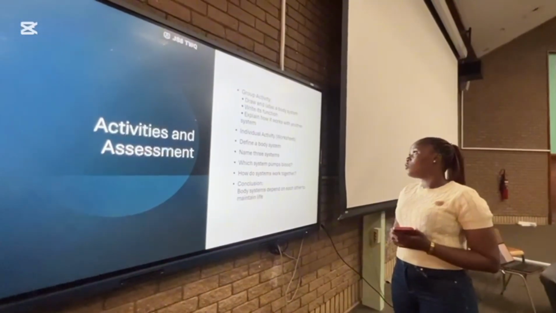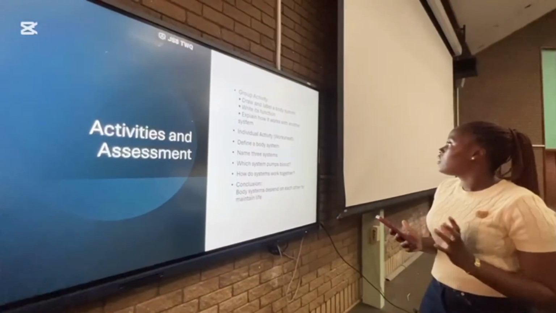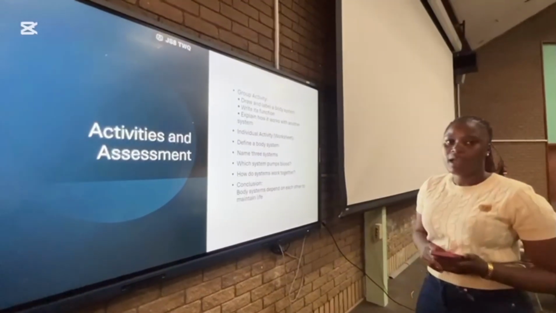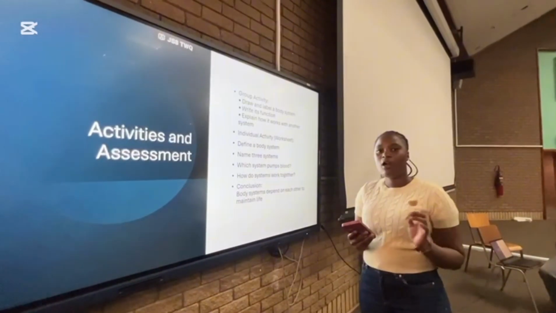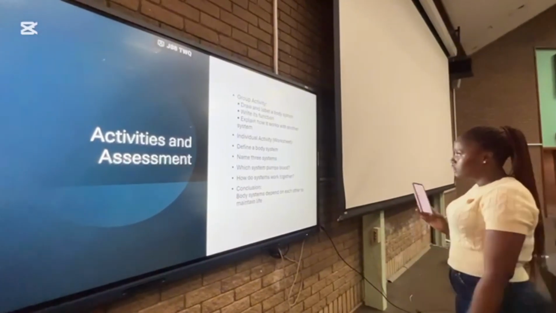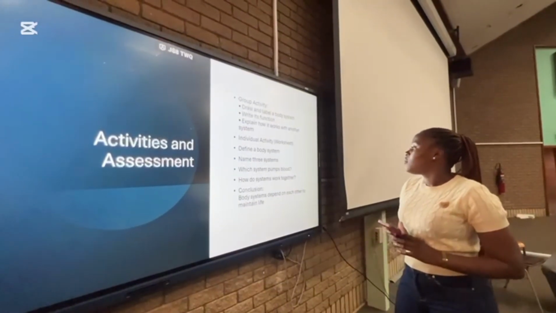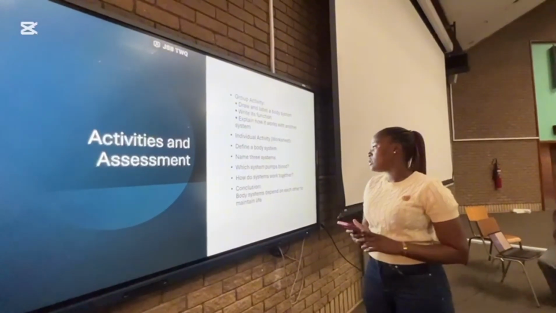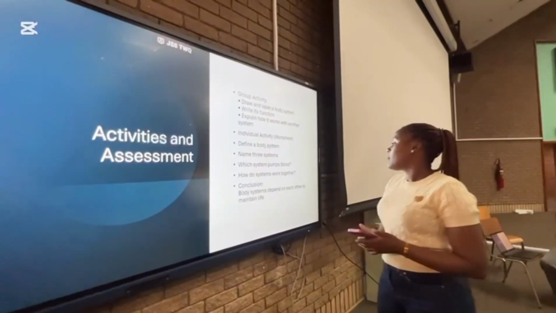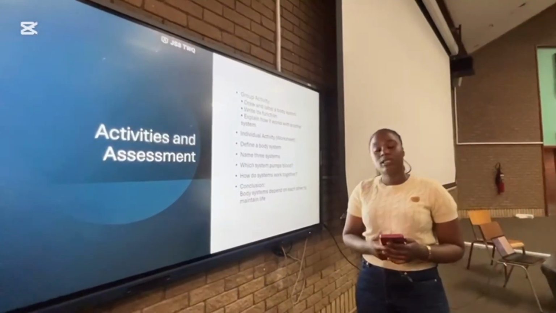Activities and assessments are going to be a group activity and an individual activity. In the group activity, the students are going to draw and label a body system, write its functions and explain how it works with another system. The individual activity is going to include the definition of a body system, a list of three systems, and which system pumps the blood. And then the conclusion: body systems depend on each other to maintain life.